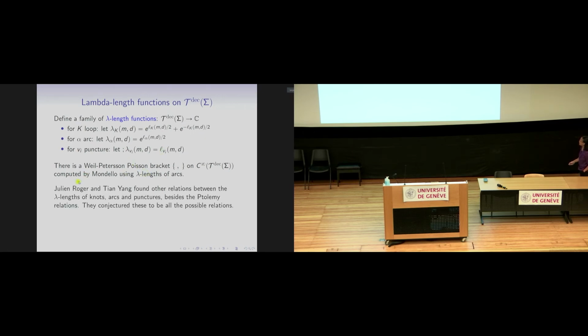And based on this, Julien and Tian found relations between the lambda lengths, right? So not just the Ptolemy ones, but they found other ones. And they conjectured that the relations that they found were all the possible relations. Based on this, they reverse engineered, looked at the story for the skein algebra and tried to copy what was going on there. And they defined a generalization of the skein algebra for punctured surfaces. So let me give that to you now.